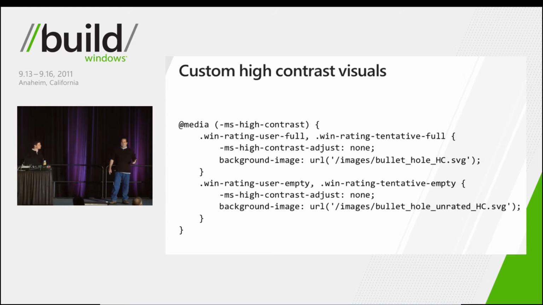So what I'm doing now is I'm going back and I'm using background image again to implement my custom artwork. But in this case, I'm able to use different high contrast artwork that is specifically designed for high contrast mode, bullet hole hc.svg, right? And when I do that, then I can have different artwork. And in this case, I've got my black and white high contrast bullet holes for my rating control, which looks great, and I'm very happy with it.